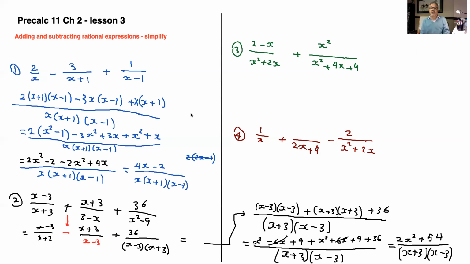So the first thing, again, always when you're adding and subtracting rational expressions, always factor. That's the first thing you do, top and bottom. So I have 2 minus x here. Over here, the greatest common factor is x, so I'm going to get x plus 2 plus x squared over, this factors into x plus 2, x plus 2.